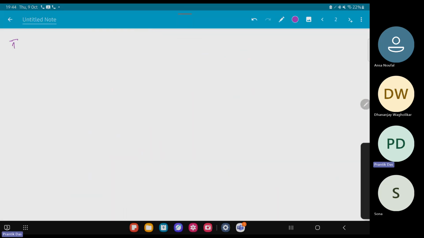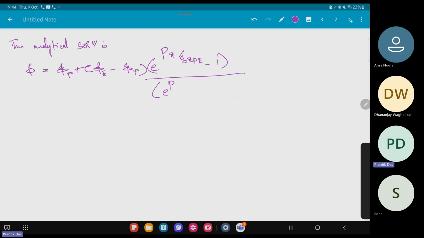So the analytical solution we already know is phi equals phi P plus phi E minus phi P, times exponential of Pe x over delta x_e, minus 1, divided by exponential of Pe minus 1. This is the Peclet number, so you can write it with subscript e.